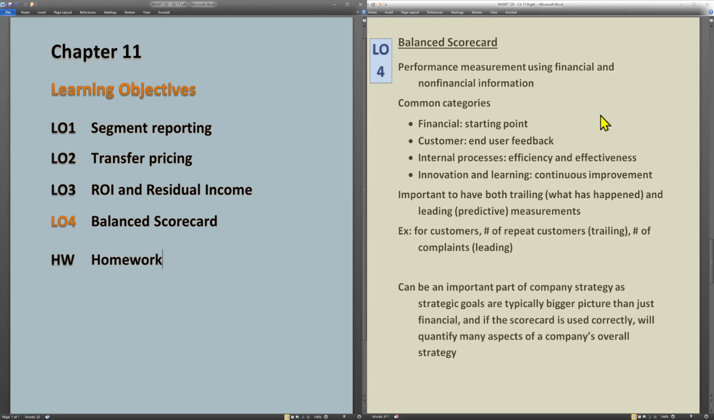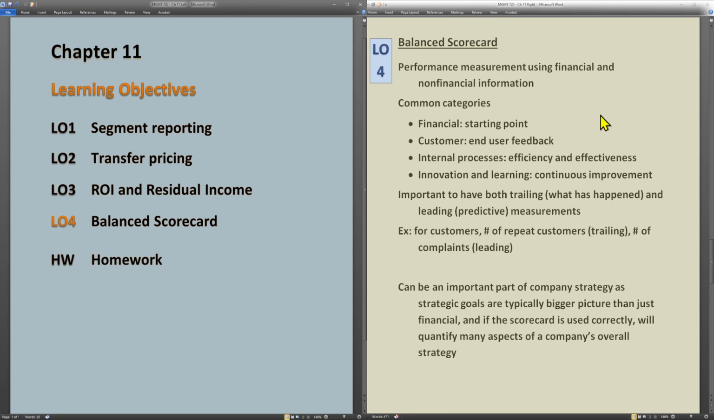So an example: number of repeat customers. Well, that's a trailing one, meaning you did your job. If you kept or increased the amount of repeat customers, you did what you were supposed to do in the past. But if you've got a measurement on complaints, and complaints are rising, that might be a leading measurement saying you could have some potential problems in the future. Or you could have a reduction of complaints, meaning you have more repeat customers or better customers in the future.